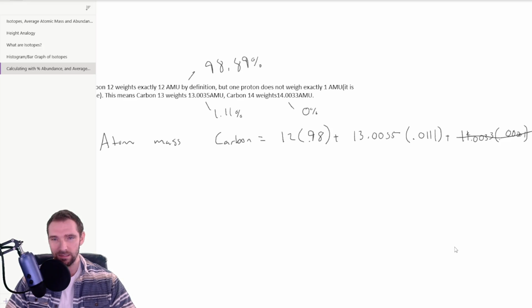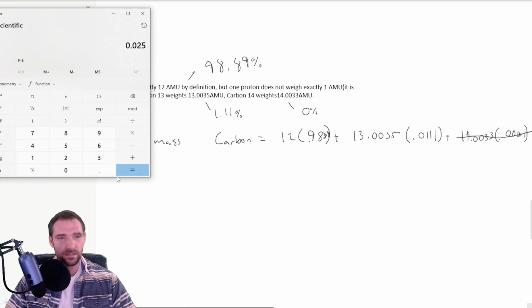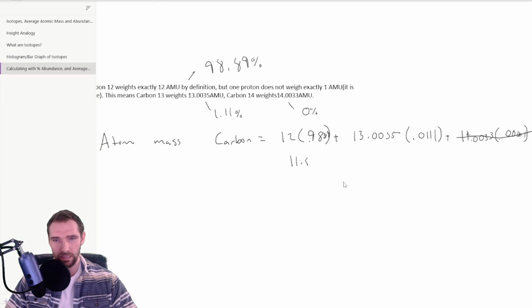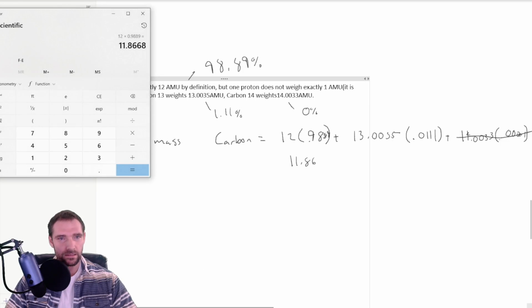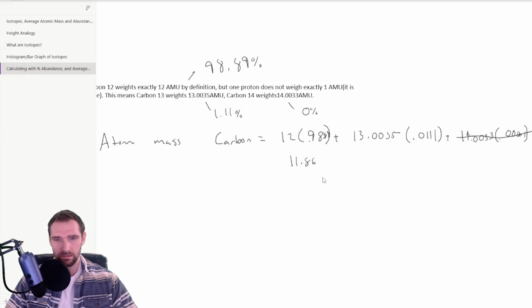And this should be 0.9889. I'm running out of space there a little bit. So we've got 12 times its probability, 12 times the 0.9889. And when we do that, we get 11.8668.